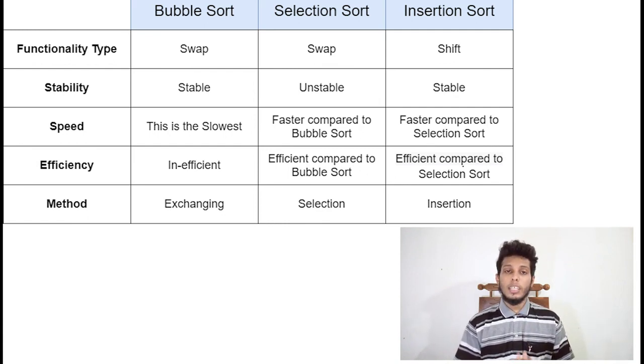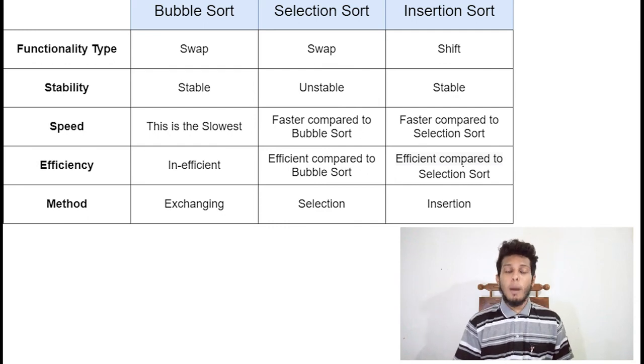And the speed. Bubble sort is the slowest among all the sorting algorithms, and selection sort is faster compared to bubble sort, and insertion sort is faster than both of these two algorithms. And bubble sort is really inefficient, and compared to that, selection sort is efficient. But insertion sort is more efficient than these two algorithms.